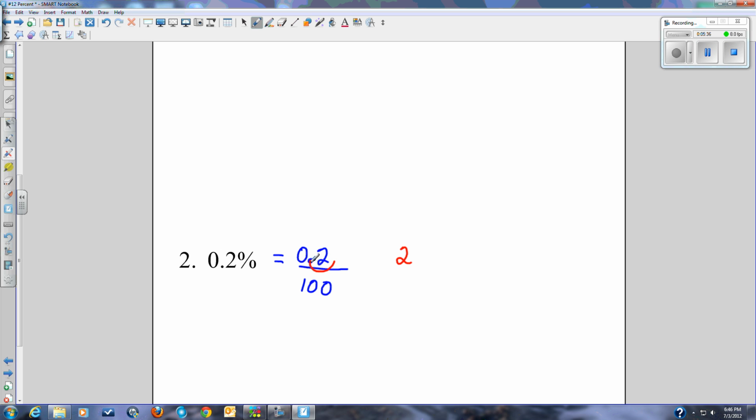Since we've moved the decimal point one place, we're going to attach one 0. So in other words, we're going to have 2 over 1,000. So we have 2 over 1,000. Now we've got 2 whole numbers in our fraction, so let's go ahead and reduce it. We can divide the numerator and the denominator by 2. So we end up with 1 over 500.